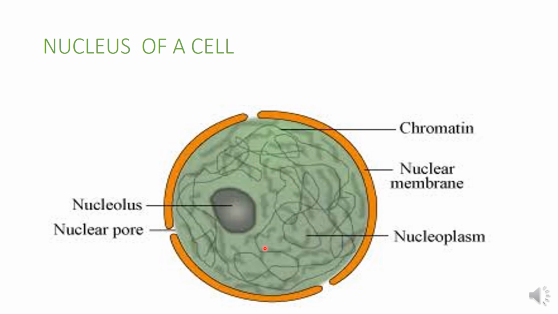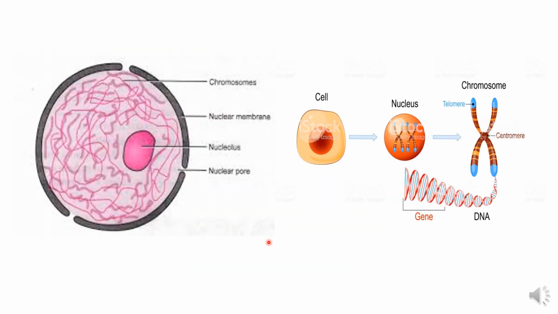So these thread-like structures are called chromatin fibers. Now during cell division, these thread-like fibers form a ribbon-like structure called chromosomes. Now you can see here, this is a cell, this is a nucleus. Inside the nucleus, you can see chromatin network has converted into chromosomes.